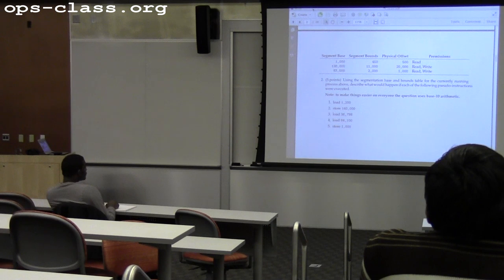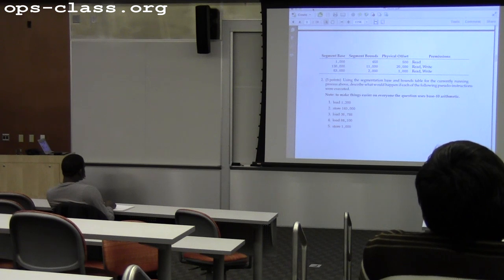And so what's the answer? 700. How many people think that's right? Okay. How did we do this? We took 1200. We looked in our segmentation table. We found a segment that that address is inside. So we know that this address is valid, right? It's inside this segment. It's between the base, which is 1000, and the top of the segment, which is the base plus bounds, or 1450. And then to translate it, we took the offset into the segment, which was 1200 minus 1000, that's 200, and we added it to the physical offset.